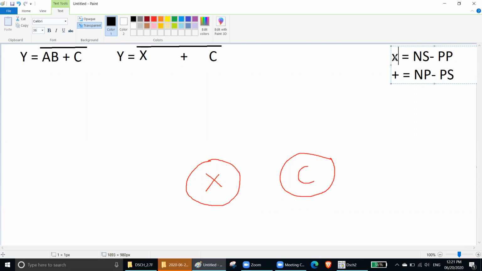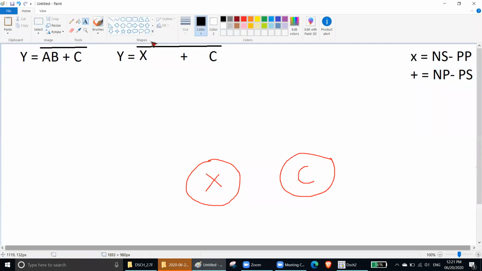Remember, for multiplication, that means A into B or AB, NMOS is series, PMOS is parallel. For addition, your NMOS is parallel, PMOS is series. Do not forget these throughout your course. Otherwise, you cannot design it. Now, I'm going to write it here at the corner. So here, what do you have? You have X plus C, right?